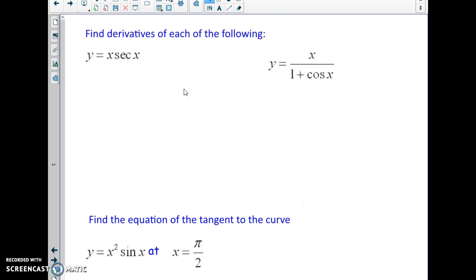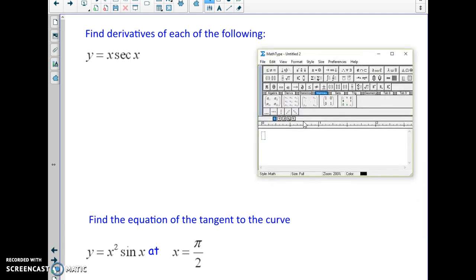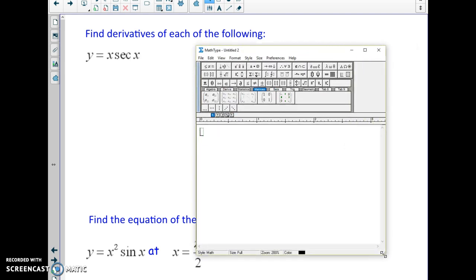Okay, so now we're going to use these new rules to find the derivatives of a couple of functions here. I'm going to type them in instead of writing them because the writing isn't going very well for me. So we're going to find the derivative of x times secant of x. First of all, we have a product rule problem that has just a normal x function and then a secant function. So we want to find dy/dx with a product rule.